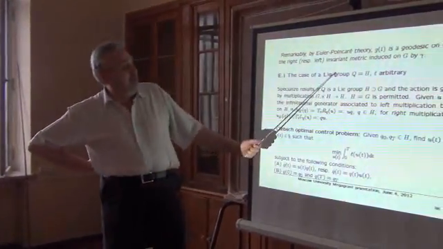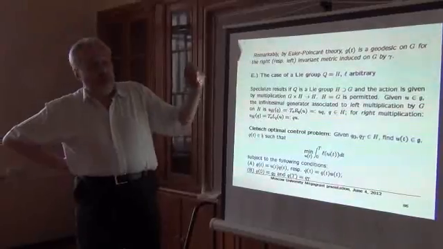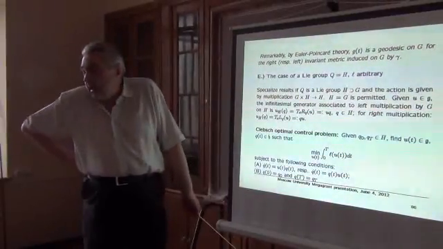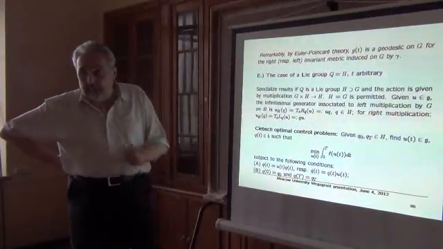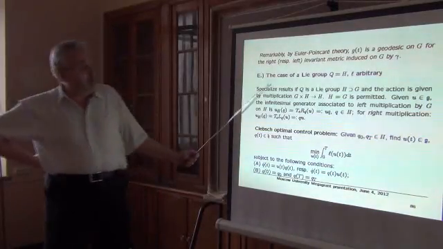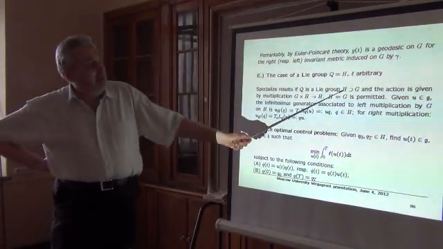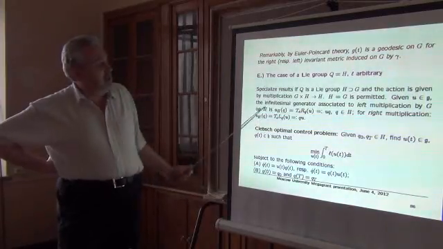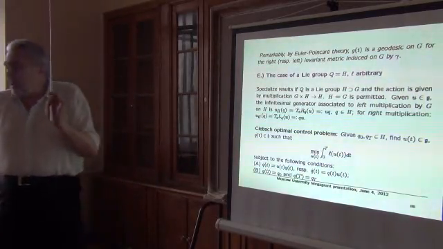Okay? So here is another one. The case of a Lie group. Assume Q is a Lie group. Why not? Let's see what happens. And L is arbitrary. I'm coming to the rigid body, just wait. Specialize this result if Q is a Lie group, H containing G, and the action is given by multiplication. Let's make it as simple as possible.